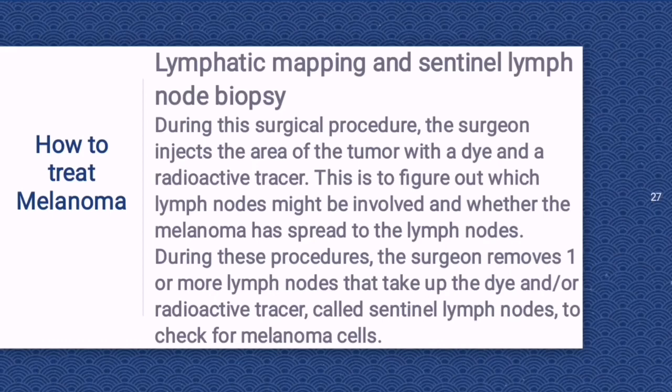Next, we have the lymphatic mapping and sentinel lymph node biopsy. During this surgical procedure, the surgeon injects the area of the tumor with a dye and a radioactive tracer. This is to figure out which lymph nodes might be involved and whether the melanoma has spread to the lymph nodes. During these procedures, the surgeon removes one or more lymph nodes that take up the dye and/or the radioactive tracer, called sentinel lymph nodes, to check for melanoma cells.